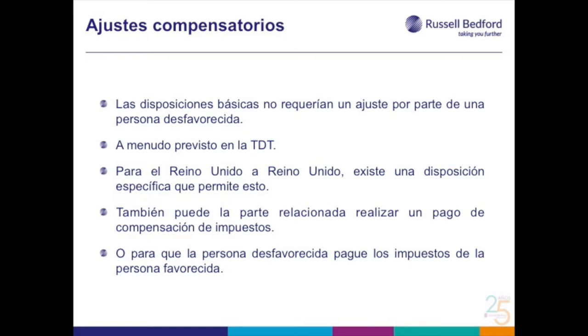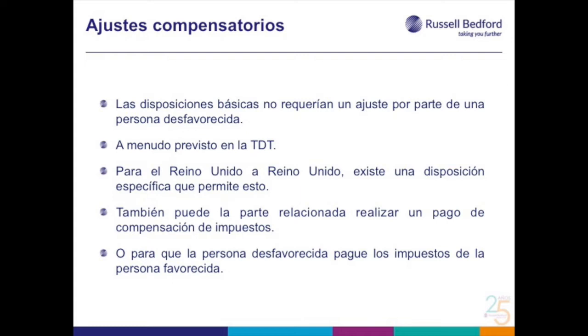within the legislation don't actually require that an adjustment is made to the person who is disadvantaged. So the disadvantaged person is the person who effectively is paying tax, not unnecessarily, but where somebody else is also paying tax on the same amount. However, it is often specifically provided for in double tax treaties within jurisdictions. And in fact, for UK to UK transactions, there is a specific provision allowing for a compensating adjustment to apply.